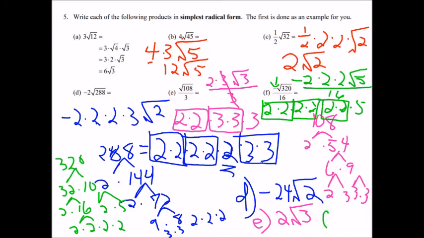So my final answer for letter F would be negative. Now, 2 times 2 times 2 is 8. And then I'd have 8 over 16, which means that on top I'd be left with 1. And 1 times radical 5 is radical 5. And on the bottom, I'd be left with 2. So negative radical 5 over 2. You could also have negative 1/2 radical 5.